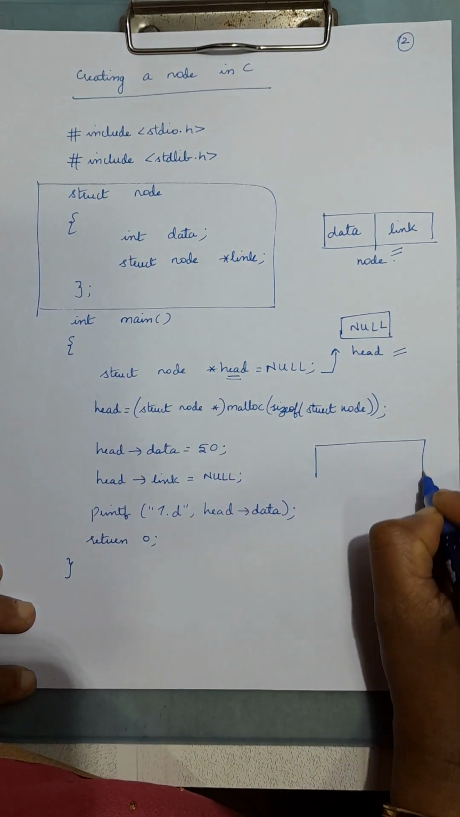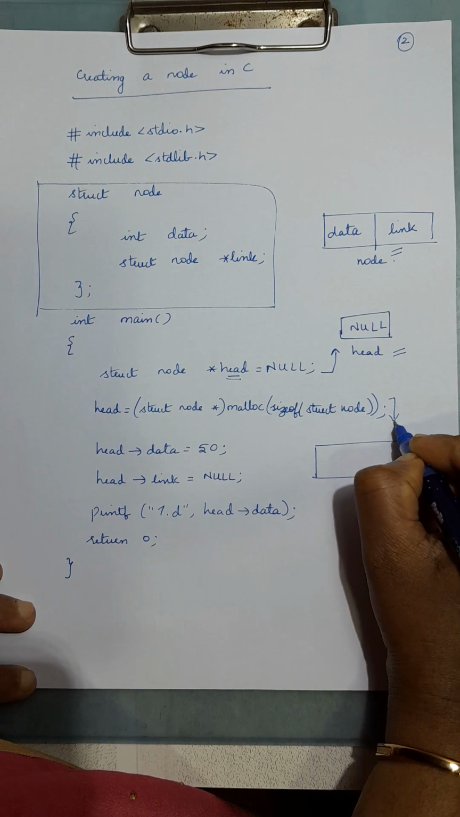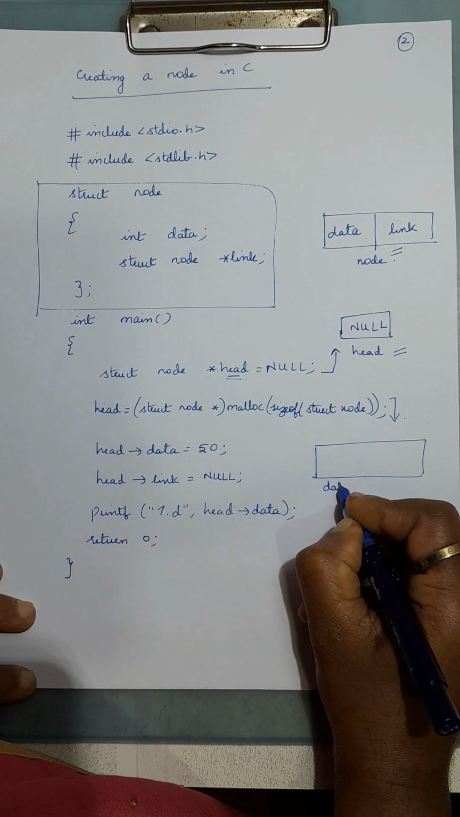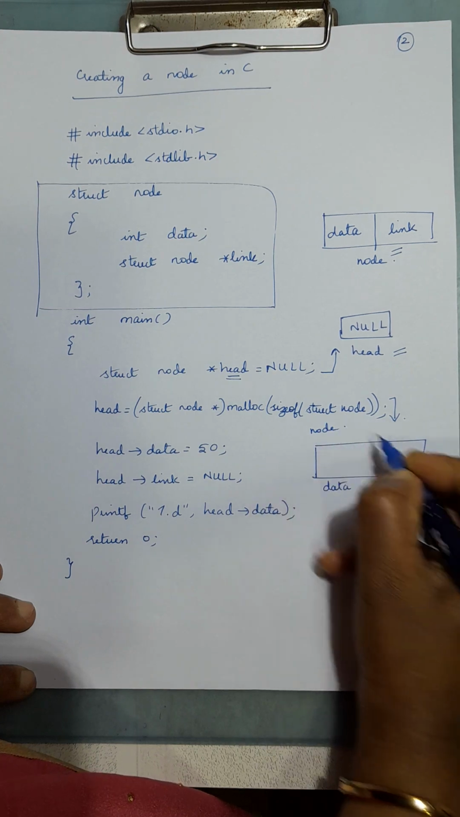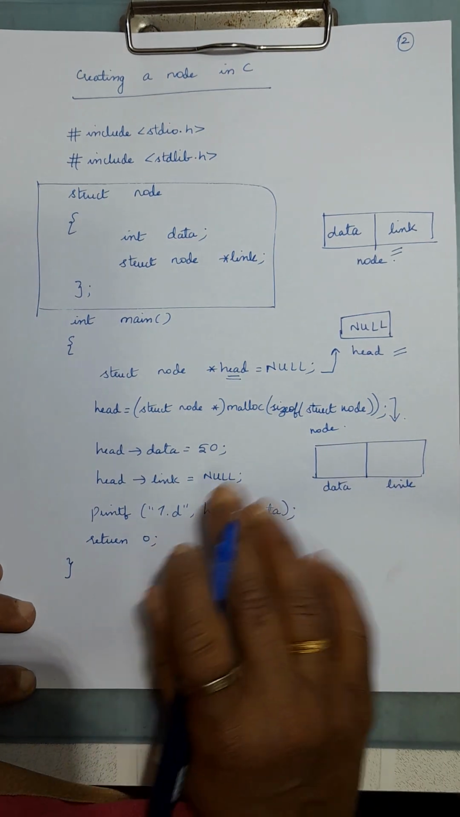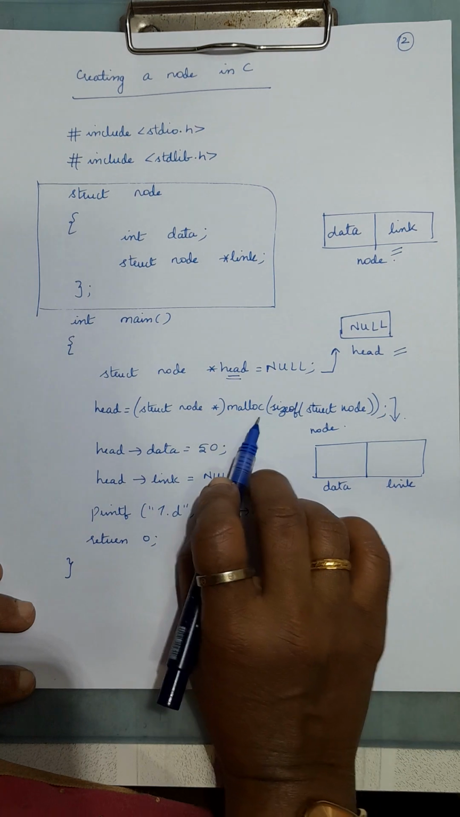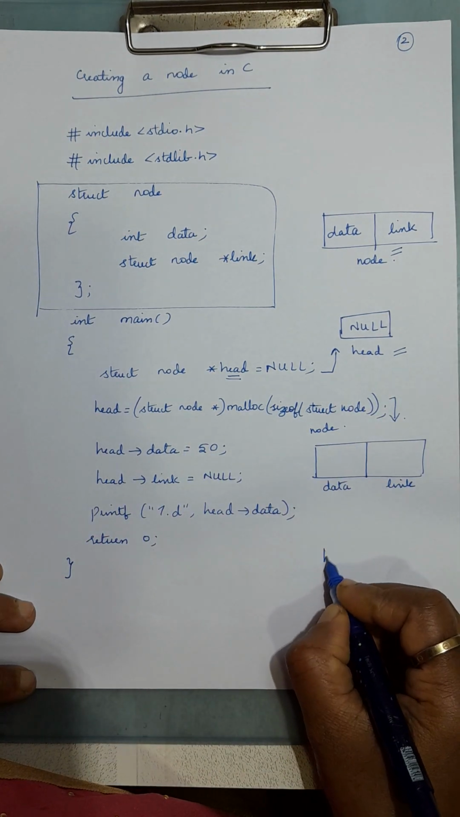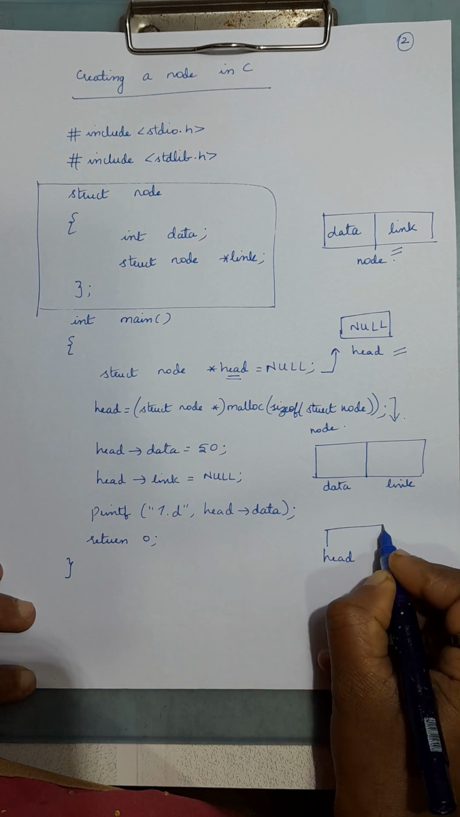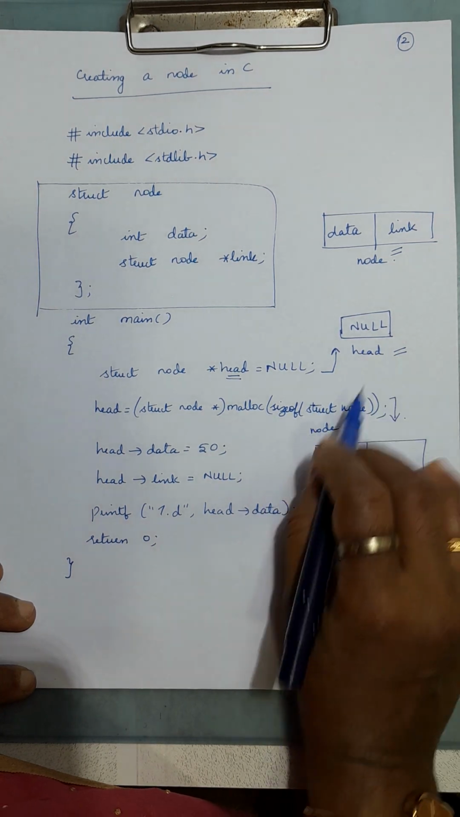So what will happen after this line? If you see, this is the data part and this is the link. This is the name of the node. So there are 2 parts. Okay. Now initially memory is allocated, and after that we have one more pointer. What is the pointer? Head. And what is the value of head? It was null here.